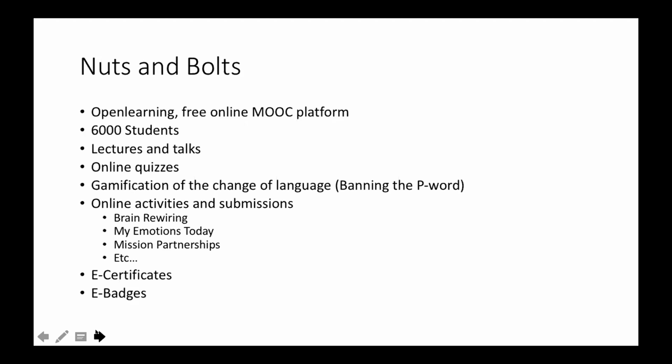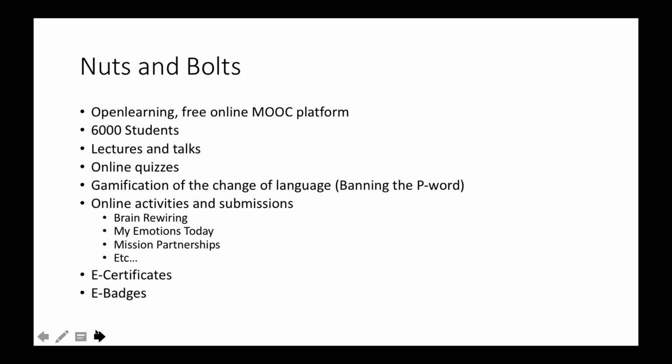We did a bit of gamification in the course. So, for example, I banned the use of the P word, which is the word problem, in the course. The theory behind this is that by changing our language, we would be able to change our thoughts, and we can change our emotions. So every time someone utters the P word, there will be some sort of punishment.